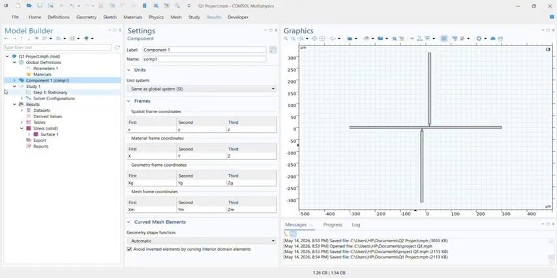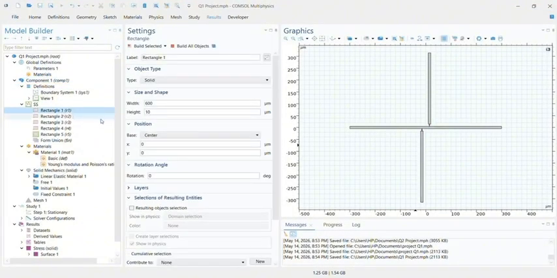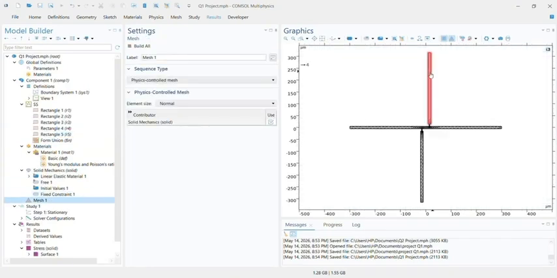Okay, so starting off with question number 1. We have created the structure using 5 rectangles. As you can see, from rectangle 1 all the way to rectangle 5, we have used these rectangles to create the structure. Upon clicking on mesh number 1, as you can see, I have generated a physics controlled mesh to analyze the structural deformation of the structure.